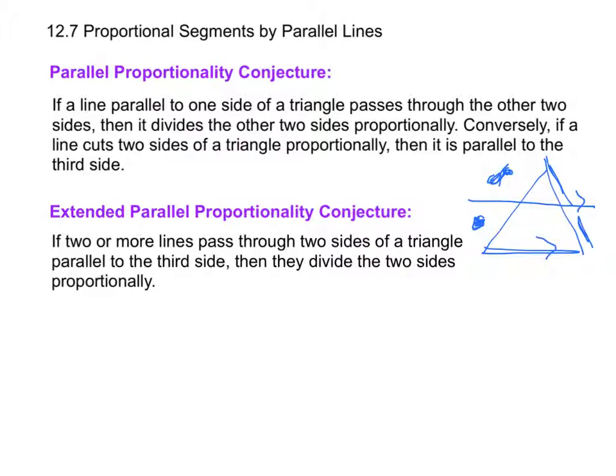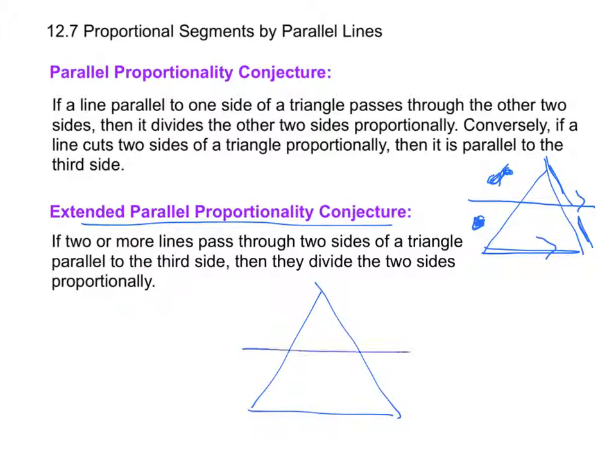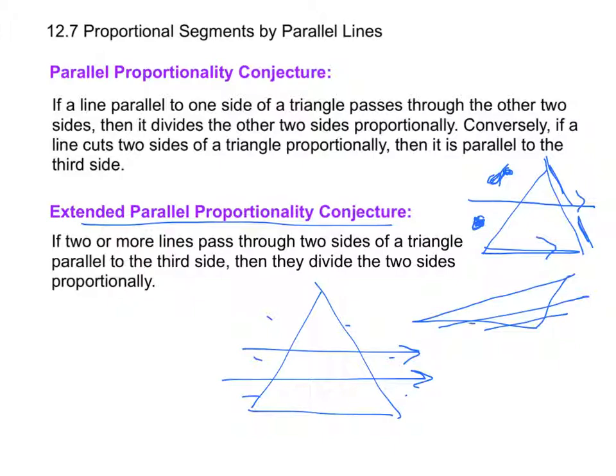And then our extended parallel proportionality conjecture says that if two or more lines pass through the two sides of a triangle parallel to the third side, then they divide the two sides proportionally. So if we have our first line here, and if we have another one here, then these are still going to be proportional. And this doesn't depend on the size or shape of the triangle. If we have one like this, it's the same, it's still going to be proportional.